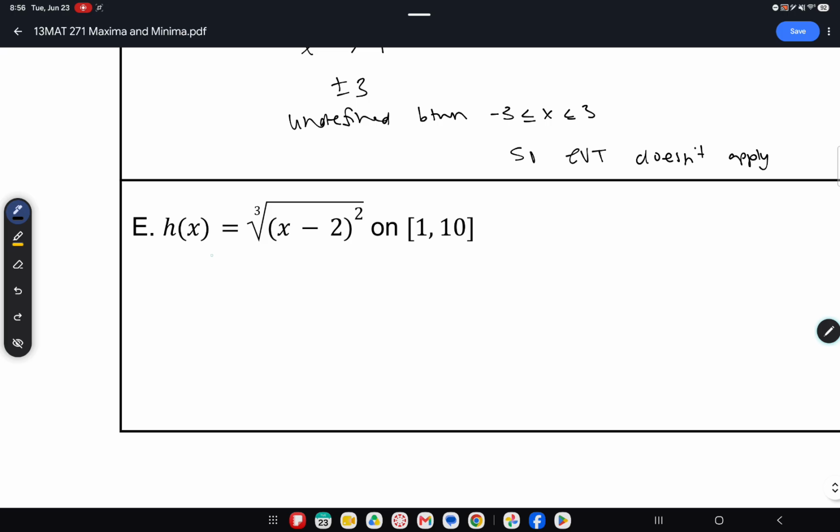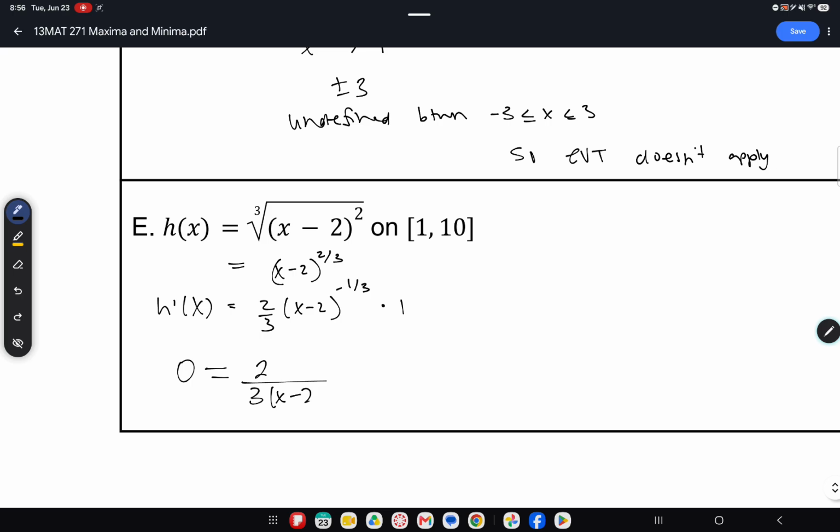Okay. I'll probably rewrite this as x minus 2 to the 2/3 to do chain rule. So 2/3 x minus 2 to the -1/3 times derivative of the inside, which is just 1. If I set that equal to 0, we have 2/3, and I'm going to drop this to the denominator here. Now I don't have anything where it's equal to 0, right? Because if I multiply both sides by the 3 and then x minus 2 to the 1/3, that just goes away and I'm left with 0 equals 2.